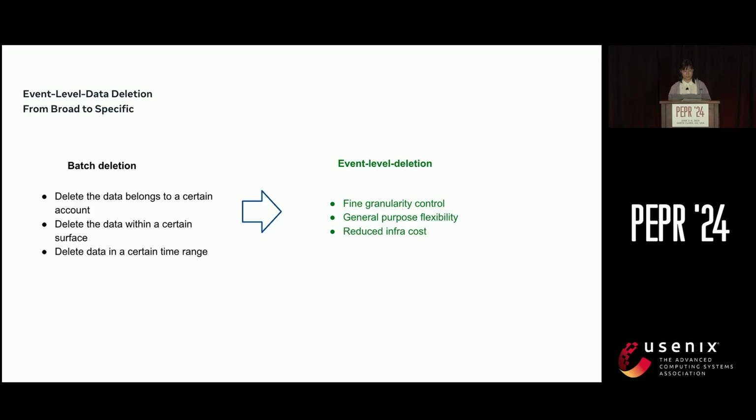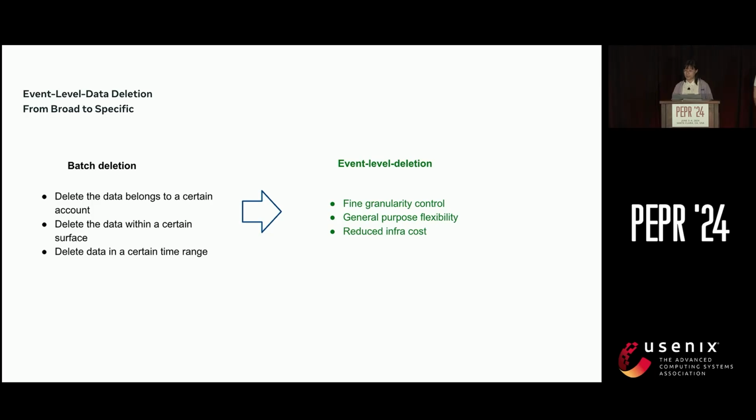Now we're getting into the problem: why event-level deletion? In the typical deletion scenario, the solution we built and the options we provide to users can be called something like batch deletion. This means deleting data that belongs to a certain account, or deleting all the data across a surface, or deleting data in a certain time range. The rationale behind batch deletion is sometimes that it's just too hard to identify the specific data we want to delete and delete it fast enough before it propagates into the whole system.